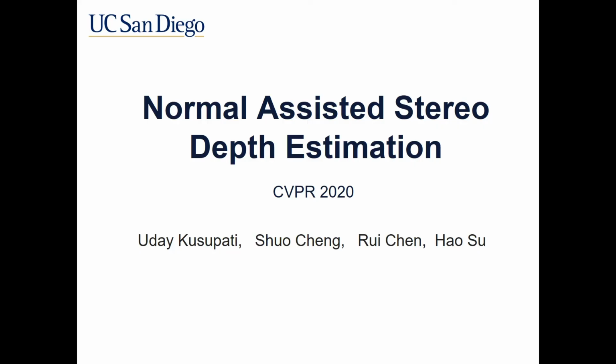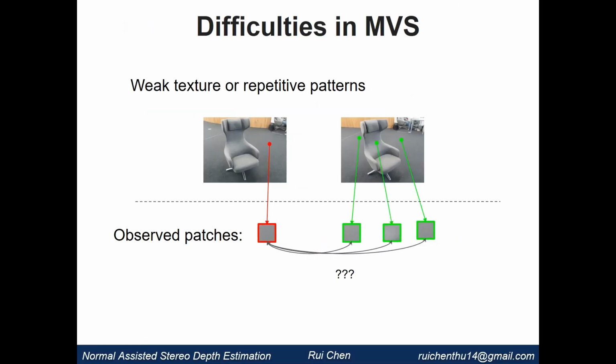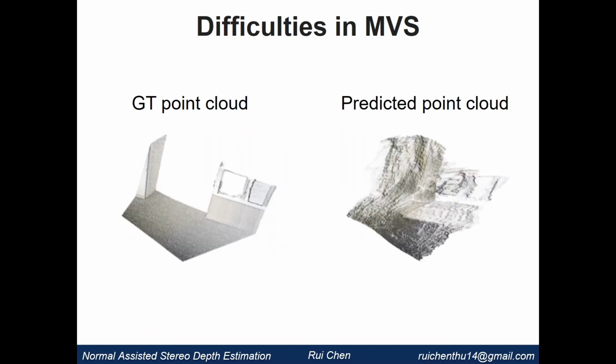Hello everyone, now I present our work, Normal Assisted Stereo Depth Prediction, which has been accepted in CVPR 2020. As mentioned before, there are some fundamental difficulties in MVS. That it's difficult to find correspondences for areas with weak texture or repetitive patterns. Therefore, the predicted depths can be very unsmooth and far from the ground truth, which is not applicable for certain applications, such as AR or VR.